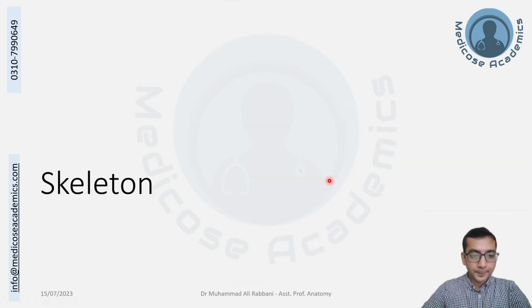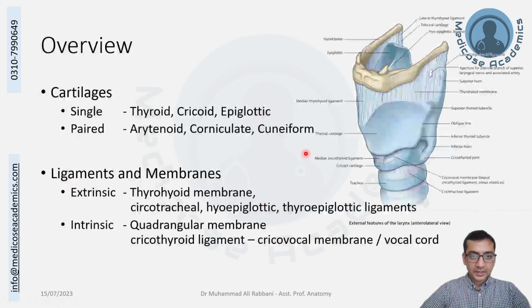is stopped by it. The skeletal structure of the larynx. The larynx consists of cartilages and membranes, and these will be the structures that we are going to be discussing now. Let me set up a few things.